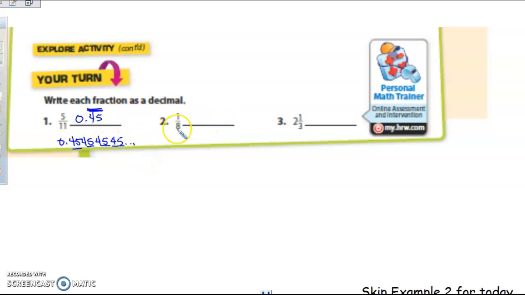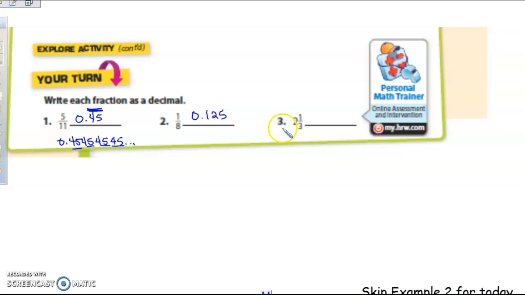If I take 1/8, I'm going to take my numerator 1 and divide it by 8. So 1 goes in the calculator first, then 8, and I'm going to get 0.125. Nothing is repeating. It ends. This is a terminating decimal, and it is also a rational number.